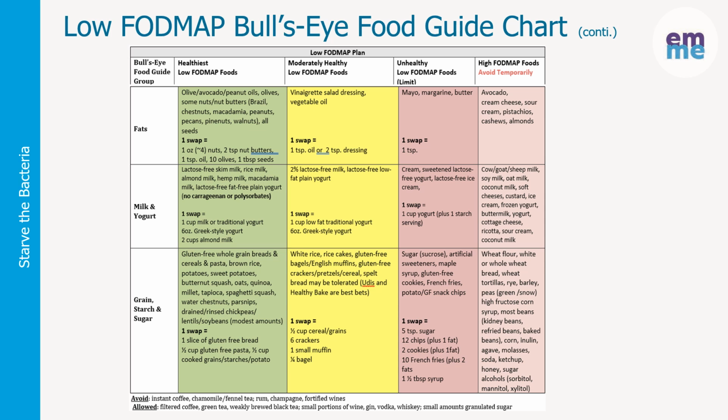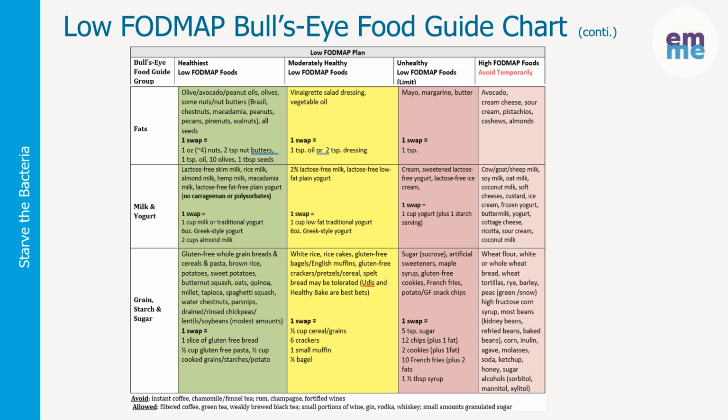Then in that outer or last light red column, we have products mostly that have gluten. So wheat flour, white or whole wheat bread, wheat tortillas, rye or barley. And then not because it's gluten, but peas are also highly fermentable, whether they be green or snow peas, high fructose corn syrup, beans in large amounts, those kidney beans, refried beans, or baked beans, corn.